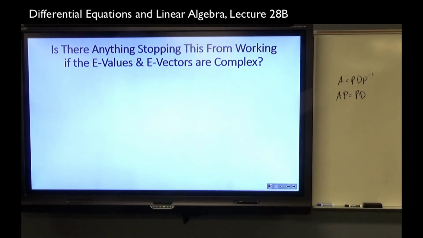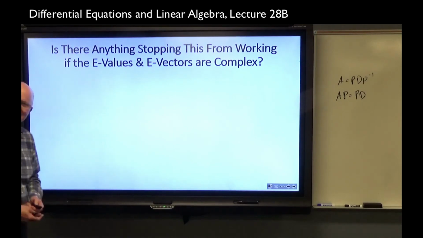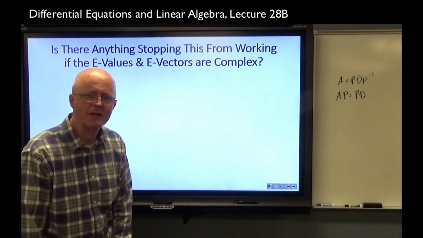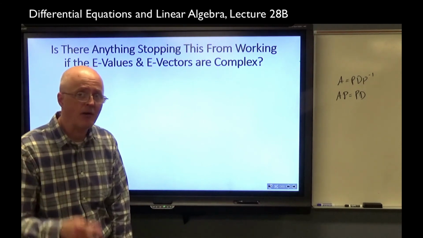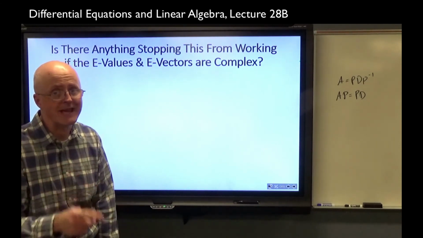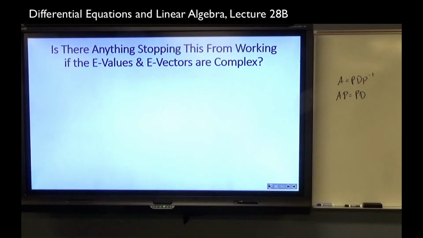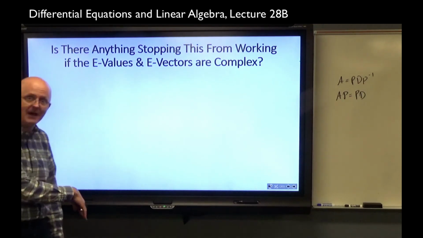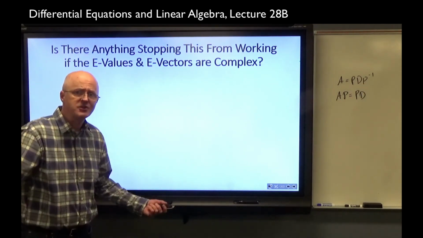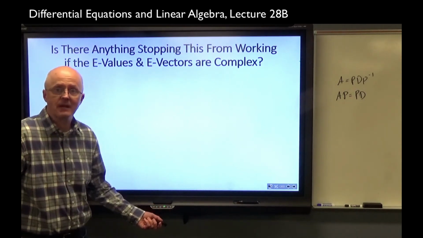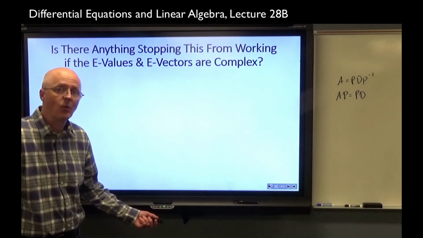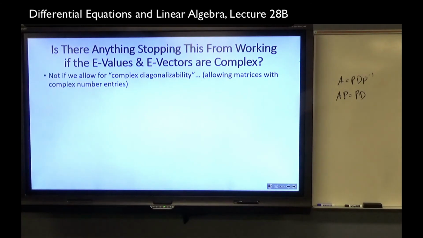But can we diagonalize it? Not with real matrices P and D. However, if we allow complex entries for P and D, then we can. Because the algebra is the same. In that previous slide, that last thing at the bottom that I did, that algebra would still work even if the lambdas were complex numbers and even if the vectors V were complex vectors. There's nothing stopping us if we allow for complex diagonalizability, allowing matrices with complex number entries.